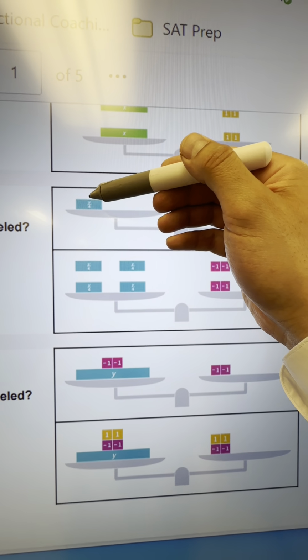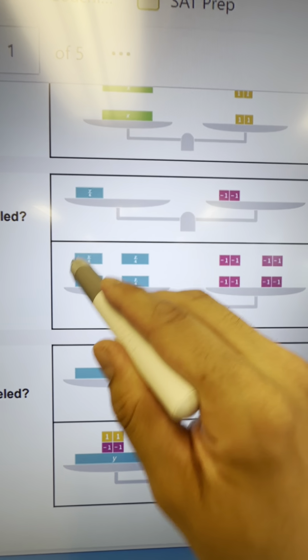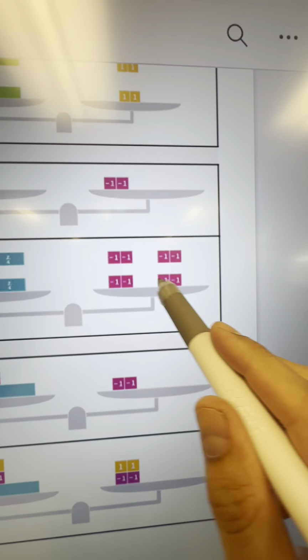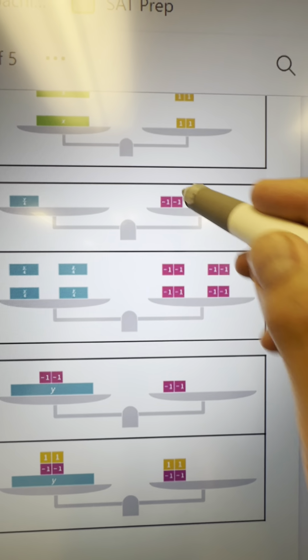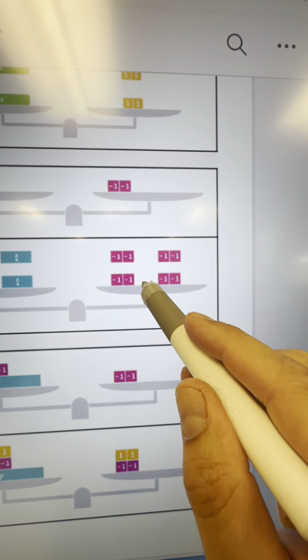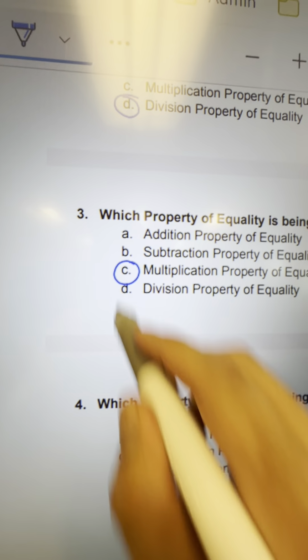Same question on number 3. We started off with y over 4, and now we have 4 copies of the y over 4. Over here we have 2 negatives, here we have 8 negatives. So on both sides, they multiply both sides by 4, a multiple of 4 and a multiple of 4. So this is the multiplication property of equality.